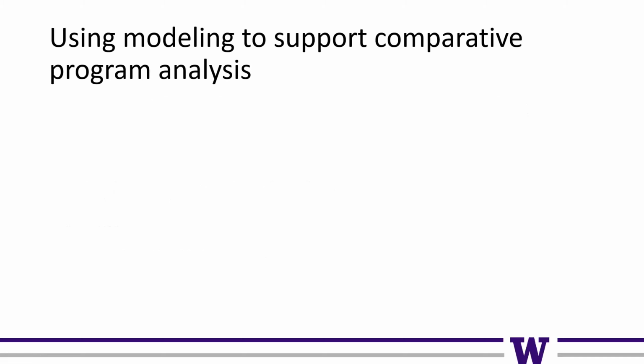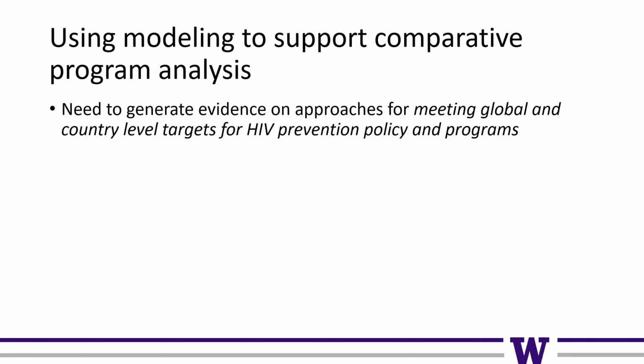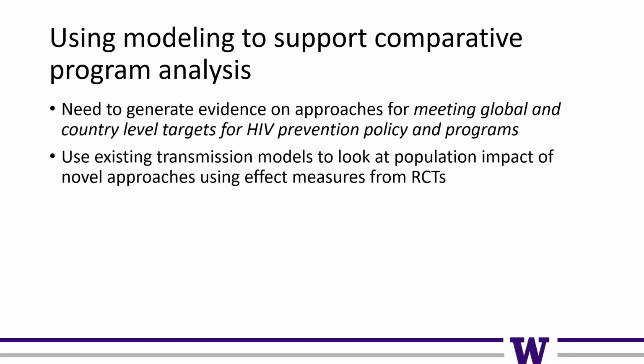So as Ruanne described, models have an important role in supporting these comparative program analyses. And there's this need to generate evidence on approaches for meeting global and country level targets. Here we're using the example of HIV prevention and policy programs. In one case, this could be the UN AIDS 95-95-95 goal or something else. In order to generate this evidence, we can use existing transmission models to predict the population level impact of a novel approach. And in order to do this, we can use effect measures from randomized control trials.